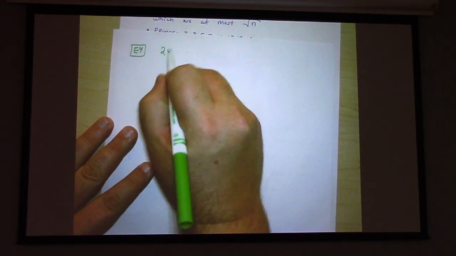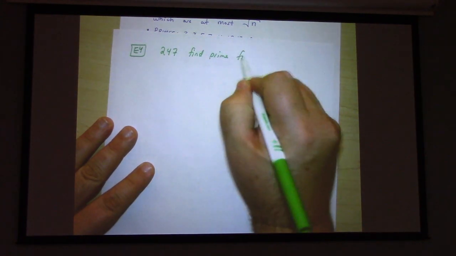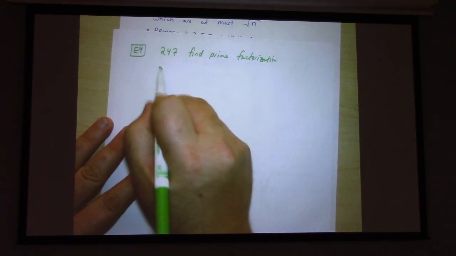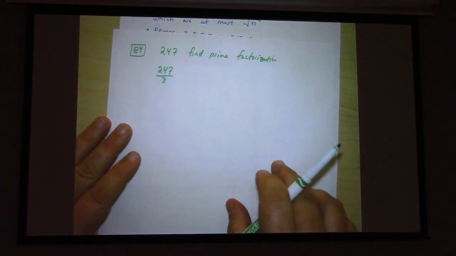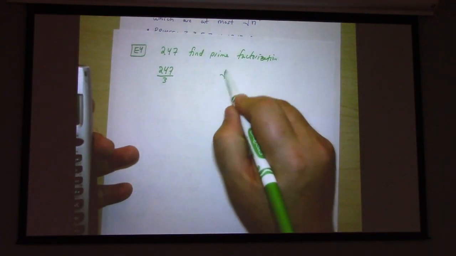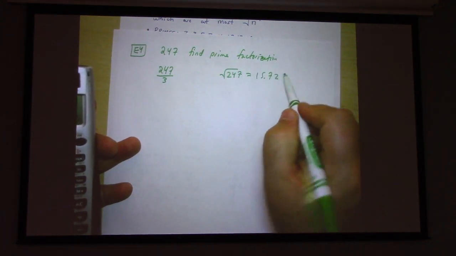So consider 247. Find prime factorization. So we do what? Like 247 divided by 3, right? You can see already that 247 is not divisible by 2, right? That's out. It's not even. Maybe shouldn't we have done the square root? Oh, sure. That's a good point. We should do the square root first. So the square root of 247 is 15.72.